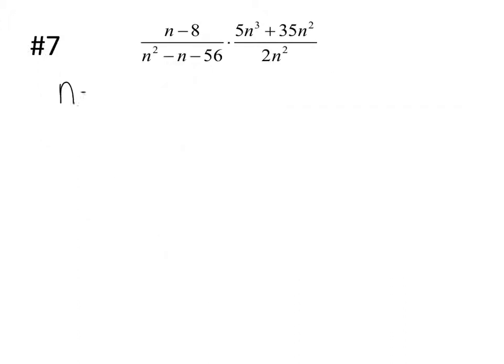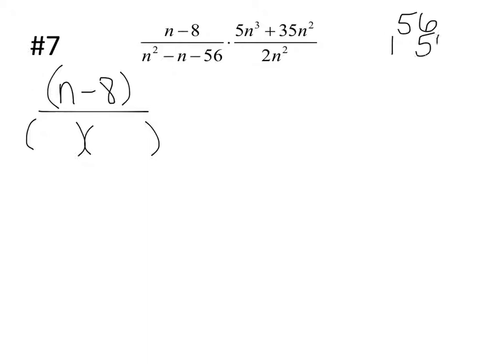Okay, here I have n minus 8. I'm going to put parentheses around it. There's nothing I can do to that. And then I'm going to factor down here. Got 56. I need my factors of 56 that will give me 1. So I've got 1 and 56, 2 and 28.